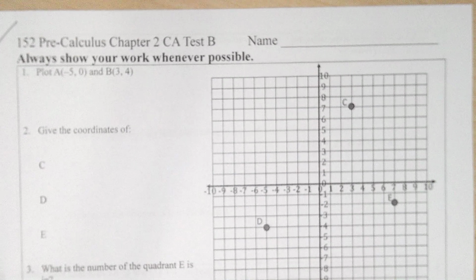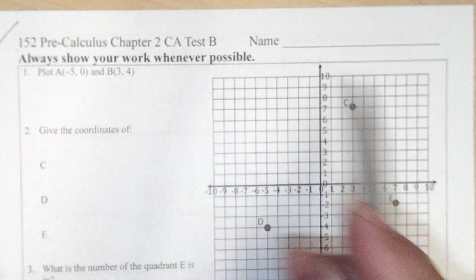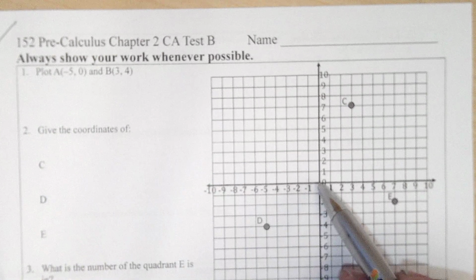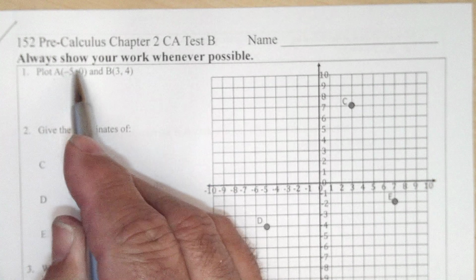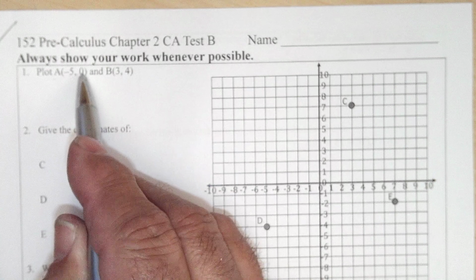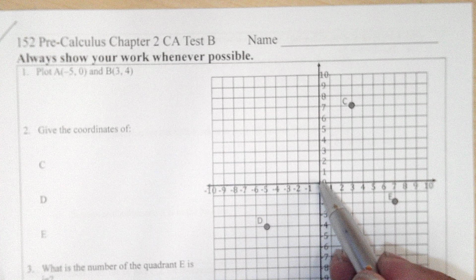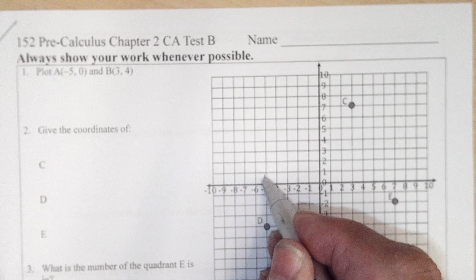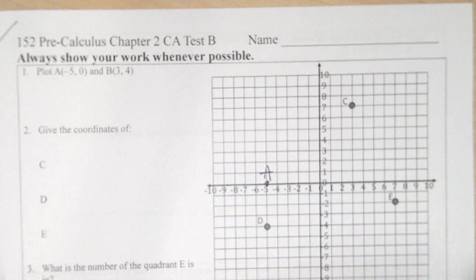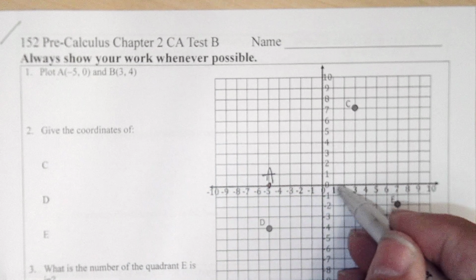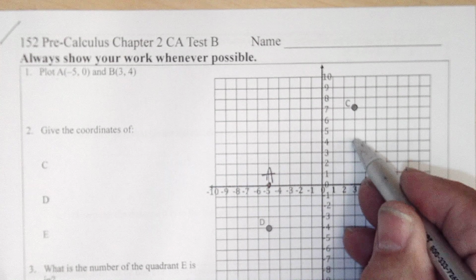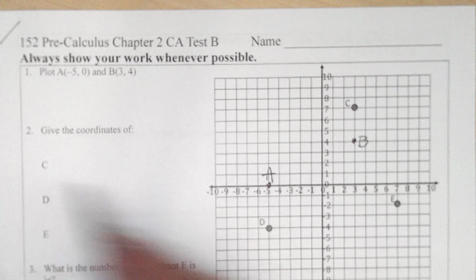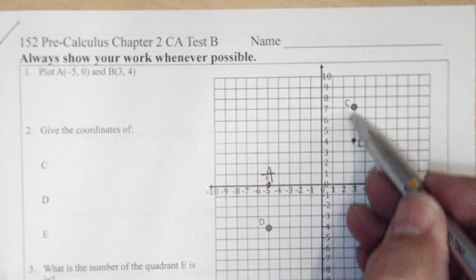Okay, let's go over test B. We're supposed to plot point A, which is, this is the sideways and this is up and down, x direction and y direction, -5 and up and down 0. So that's where A is supposed to be. And B is supposed to be 3, 4. And C is at 3, 7.